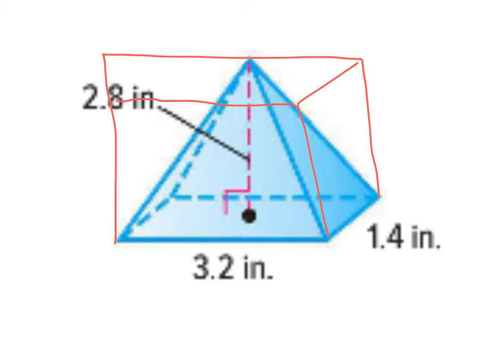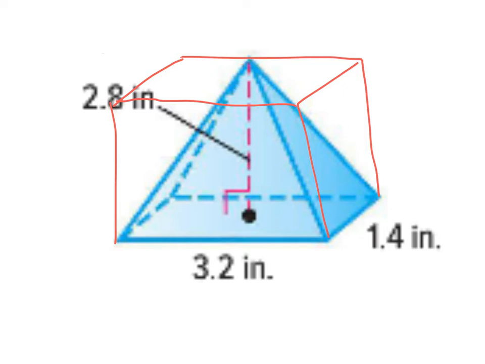Okay, like this. No, I didn't do that right. More like this. I just had to erase this corner right here. It will look more like this. If we just simply multiply the length times the width times the height, 3.2 times 1.4 times 2.8 will give us the volume of this entire area. But we don't want this entire area. We simply want the pyramid.